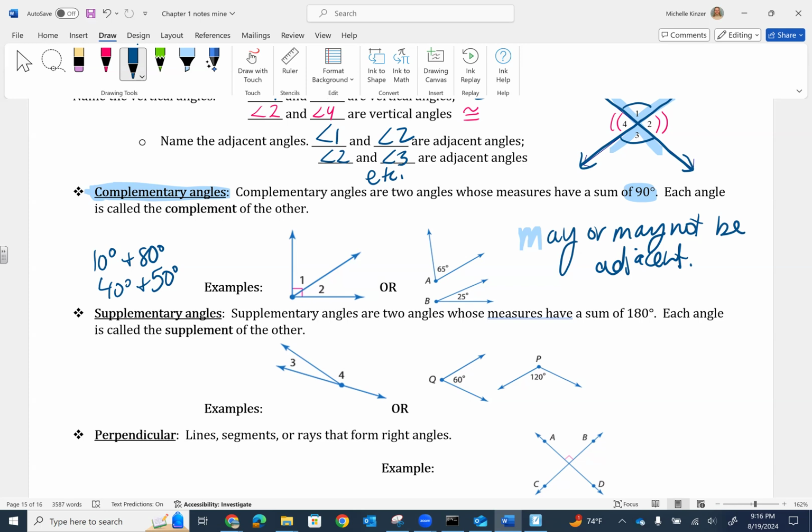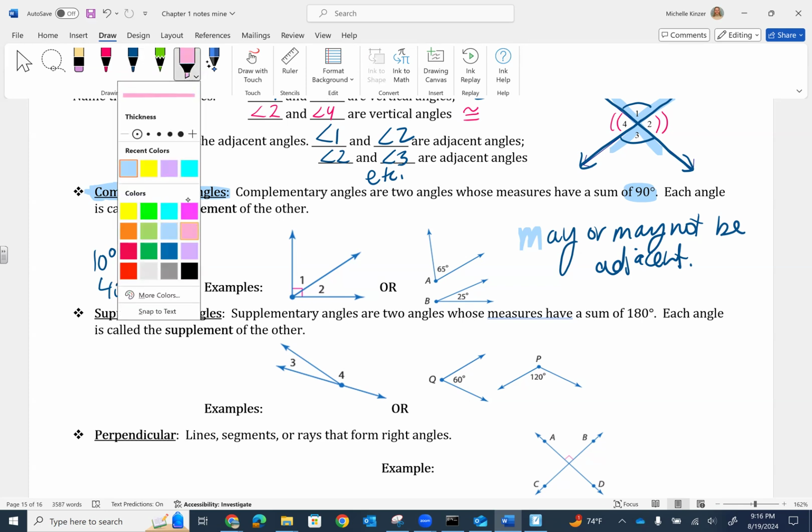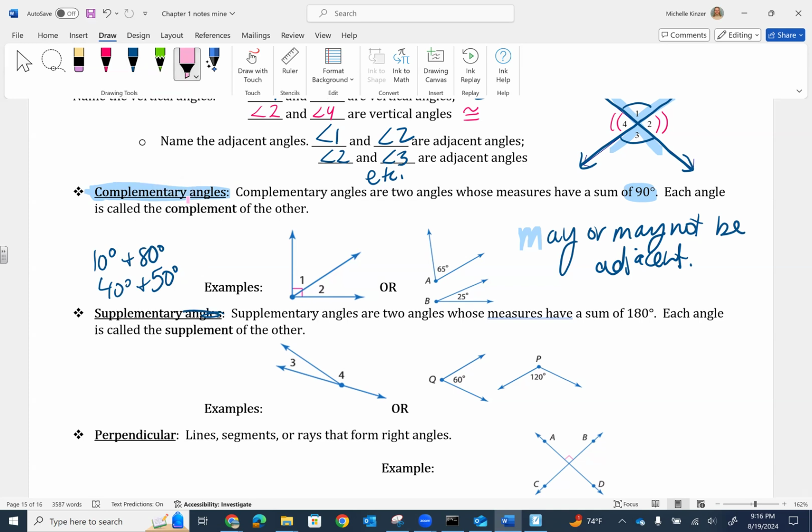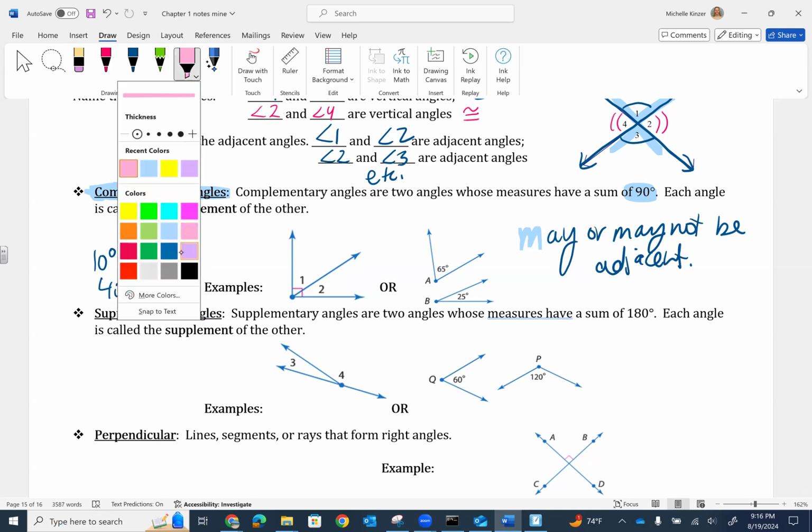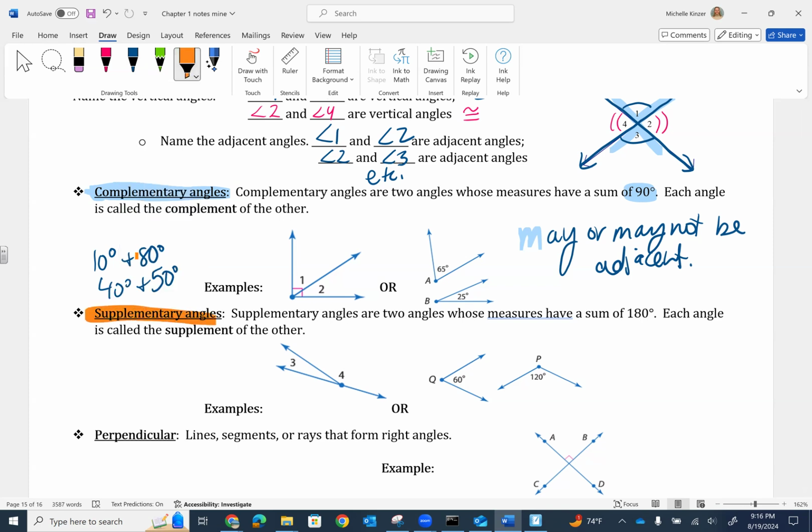They make 90 degrees. To be supplementary, okay, you take supplements if you're trying to take like medicine, like, oh, I'm going to take some vitamins. Another word for vitamins is supplement. And so supplementary have a good sum as well. And the sum of those two angles makes 180 degrees. So complementary's number is a little cuter. It's smaller. It's 90. Supplementary angles are 180 degrees if you add them up. So, and again, they may or may not be adjacent.